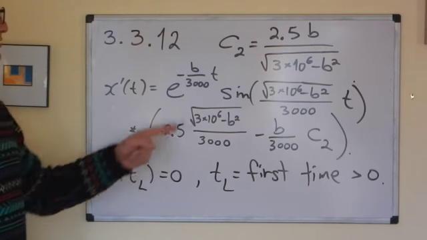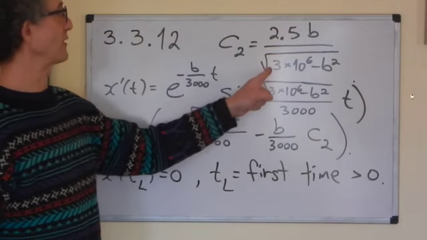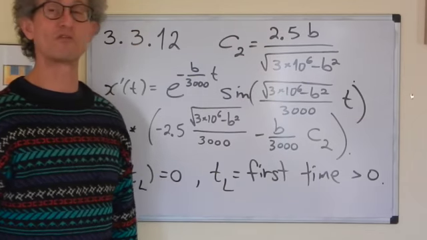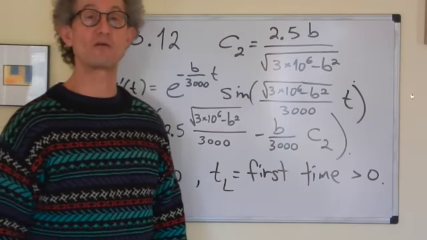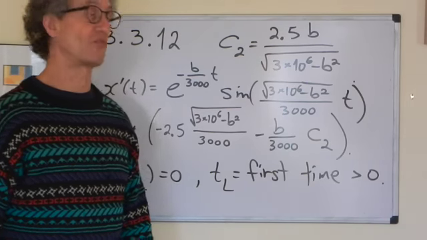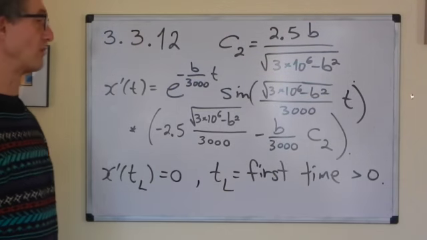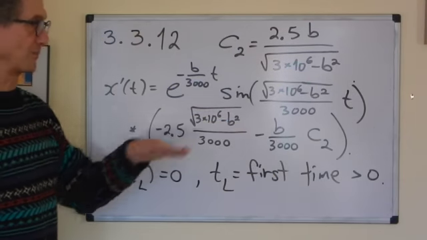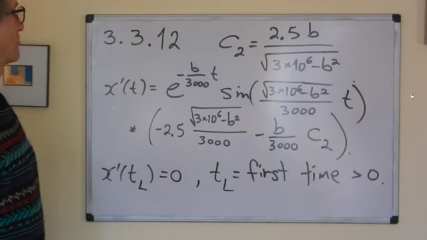We have found that C2 is 2.5b divided by the square root of 3 million minus b squared. Again, b here is the damping. We would like to figure out what the minimal damping is that keeps the car from going more than half a meter below the base of the lift, well, the point that we're calling 0.